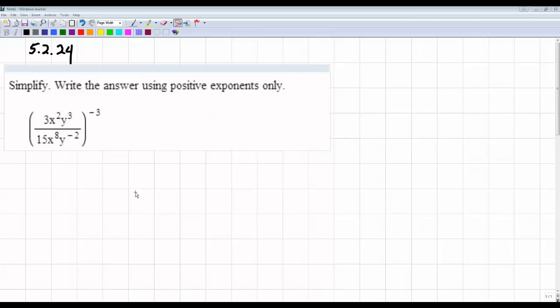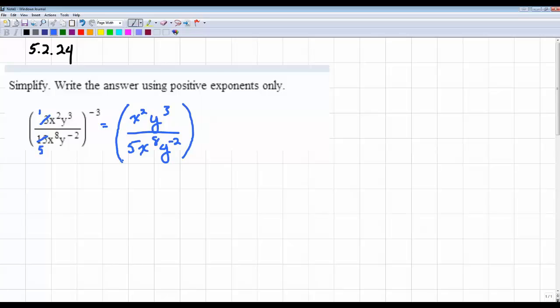Okay, for this problem, there's going to be a number of different ways that we can go about it. But the first thing that I want to do is reduce the fraction that's inside. That would be to divide 3 by 3 and get 1, and divide 15 by 3 and get 5. And that's going to give me a new expression, which will be x squared y to the third power all over 5 x to the eighth y to the negative 2 power. And that's still going to be raised to the negative 3 power.